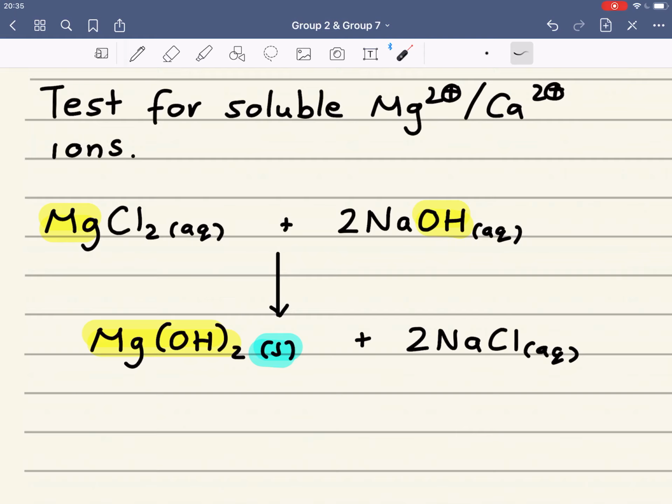And if we add an excess of this sodium hydroxide, the white precipitate remains. And that's my positive test for magnesium or calcium ions. We add sodium hydroxide, we get this white precipitate of magnesium hydroxide. And when we're in an excess of this sodium hydroxide, the white precipitate remains.